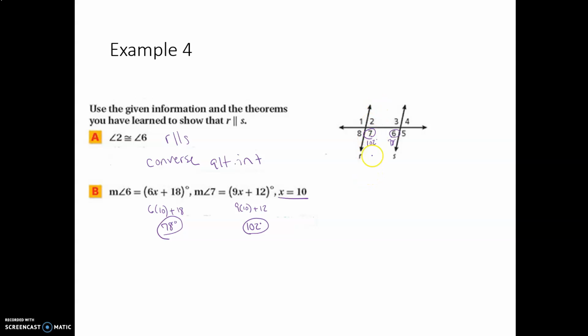So is that enough to say our lines are parallel? Well, these are same side. These are same side consecutive. They should add up to 180. So 102 plus 78 equals 180. They are supplementary. So yes, R is parallel to S because of the converse of the same side interior.